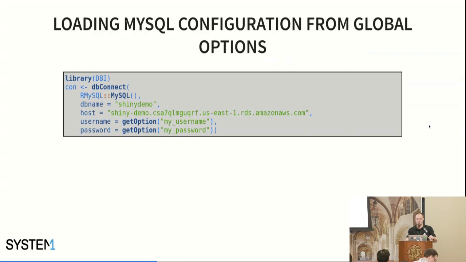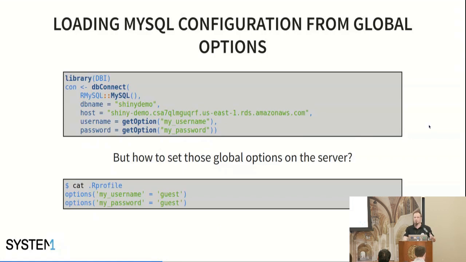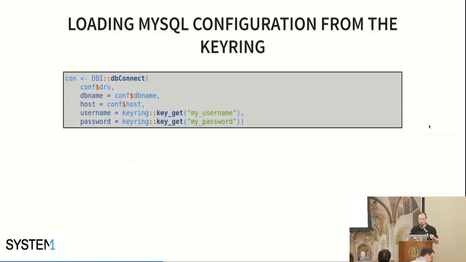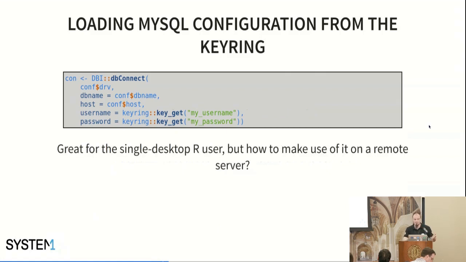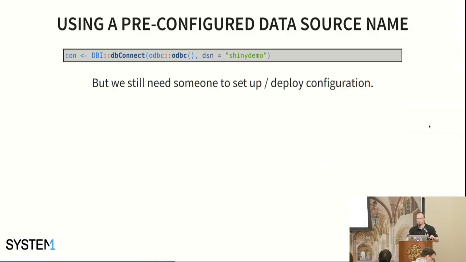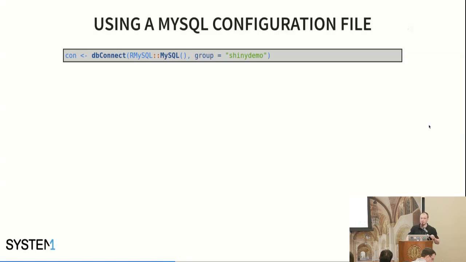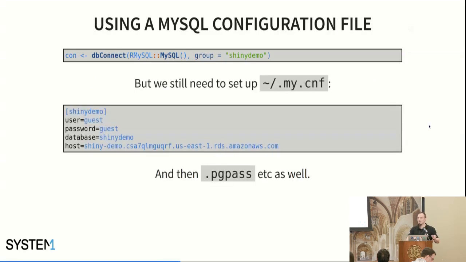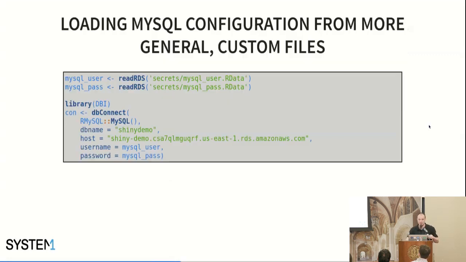A couple of options to overcome this issue: many are using global options for the username and password. The problem is that you really have to deploy that somehow to the production server. Other things like using the KEYRING, which works on Mac, Linux and Windows as well, but it's not really good for production servers. That's great for your desktop, but that's not how you want to run your production scripts. Using DSNs, you have to get someone to set that up, or another workaround is having a .my.cnf file, or the same for Postgres. The problem is that you really have to get these files with unencrypted passwords to the server.